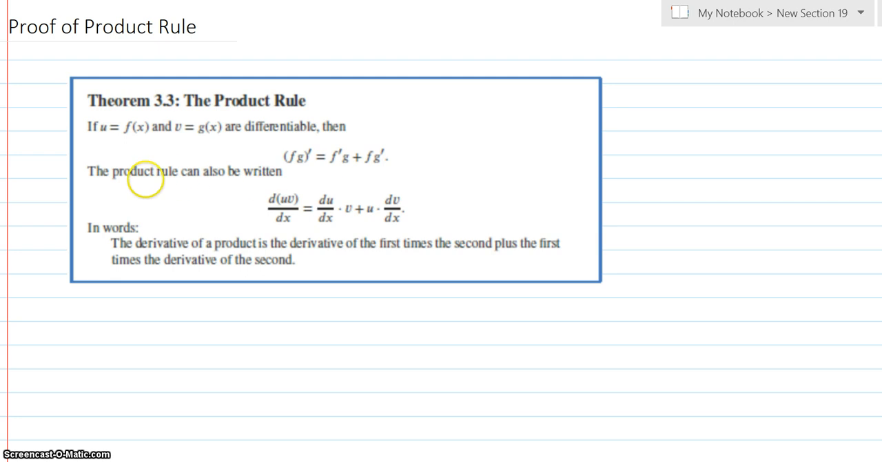But before we do, let's go over our alternate way of writing the product rule using our alternate notation. If you have the derivative with respect to x of u times v, where u was f and v was g, it's going to be the derivative of u times v plus, again, the other way around, u times the derivative of v. In other words, the derivative of a product is the derivative of the first times the second plus the first times the derivative of the second.